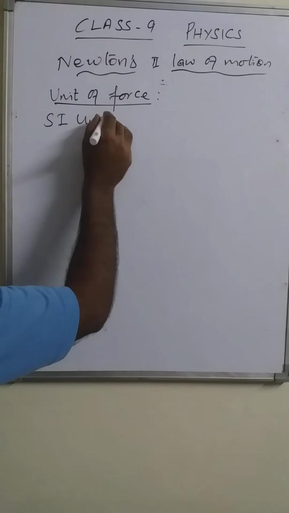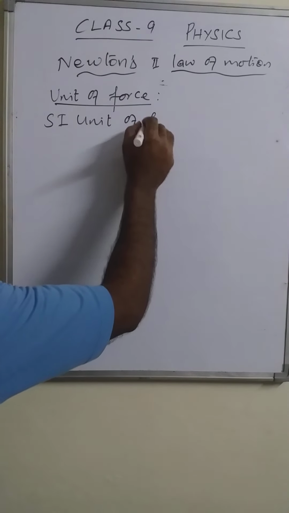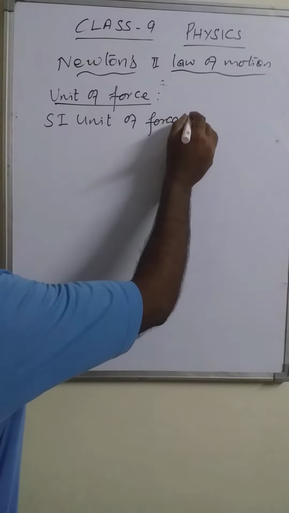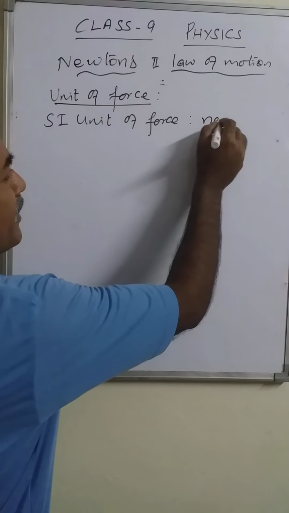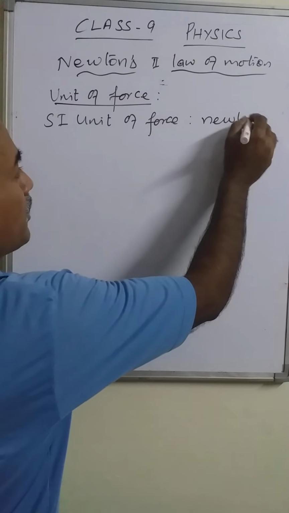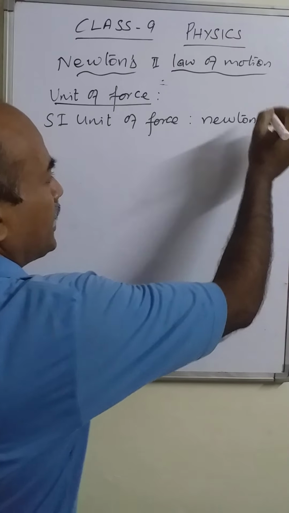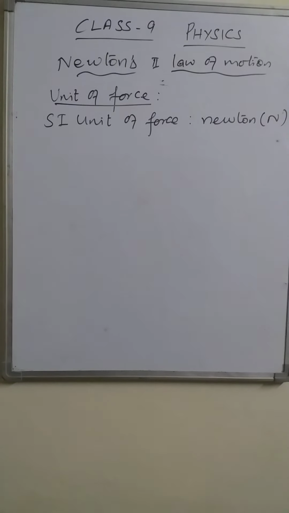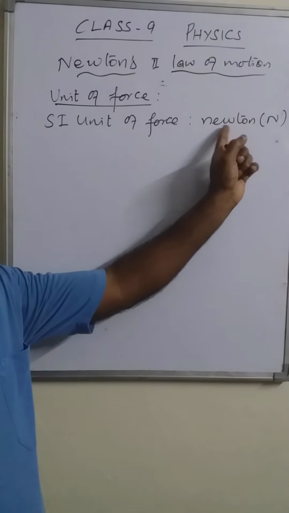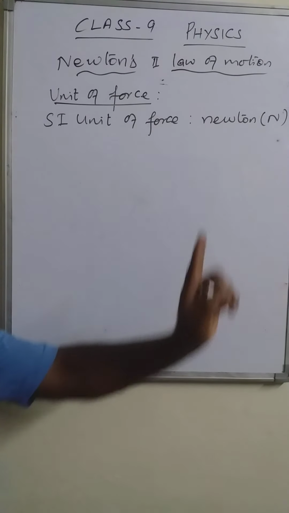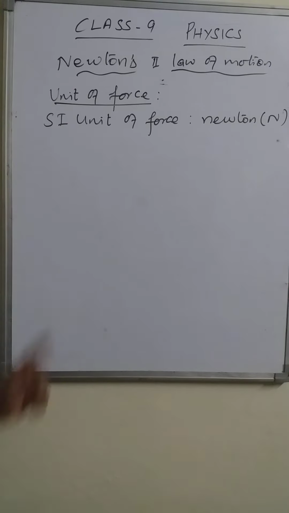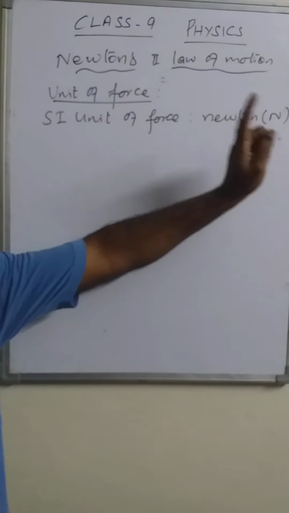The unit of force is Newton. So what is the SI unit of force? Newton. Symbolically, we use the capital letter N. If we write the complete spelling, it should be in small letters. The SI unit of force is Newton.